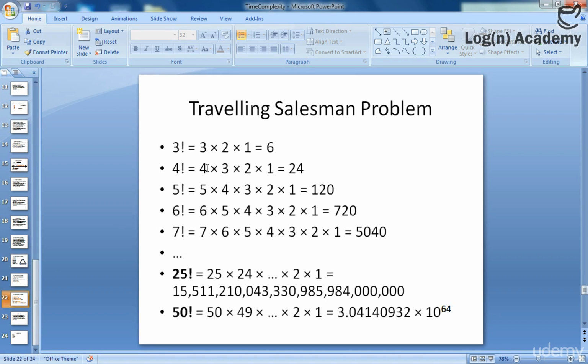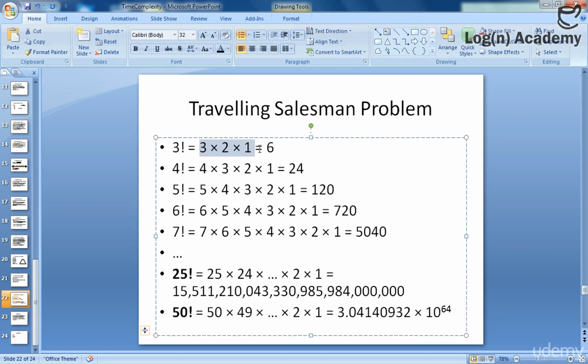So 3 factorial is 3 into 2 into 1, which is 6. 4 factorial is 4 into 3 into 2 into 1, which is 24. And 5 factorial is 5 into 4 into 3 into 2 into 1. So if we have 25 towns, then the result will be this big. And with 50, it tends to about 64 digits.